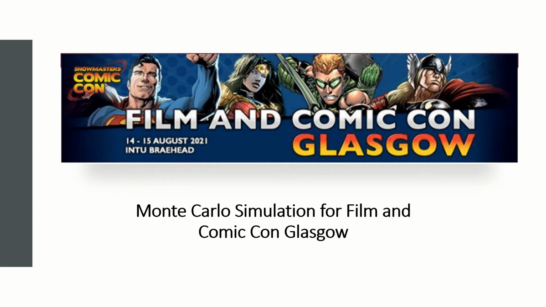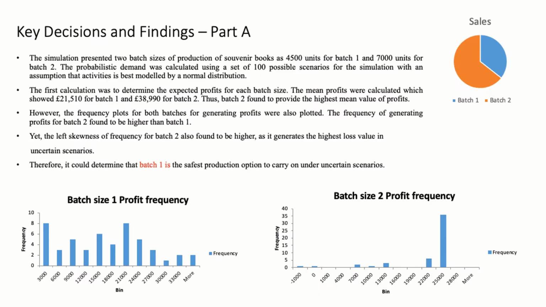That's where we come in. We are here to help you make the right decision. We have performed a Monte Carlo simulation analysis of the expected profit. As per the calculation, the key decision is the batch size of production of souvenir books: 4,500 units for batch 1, which is on the left-hand side of the graph, and 7,000 units for batch 2, which is on the right-hand side.